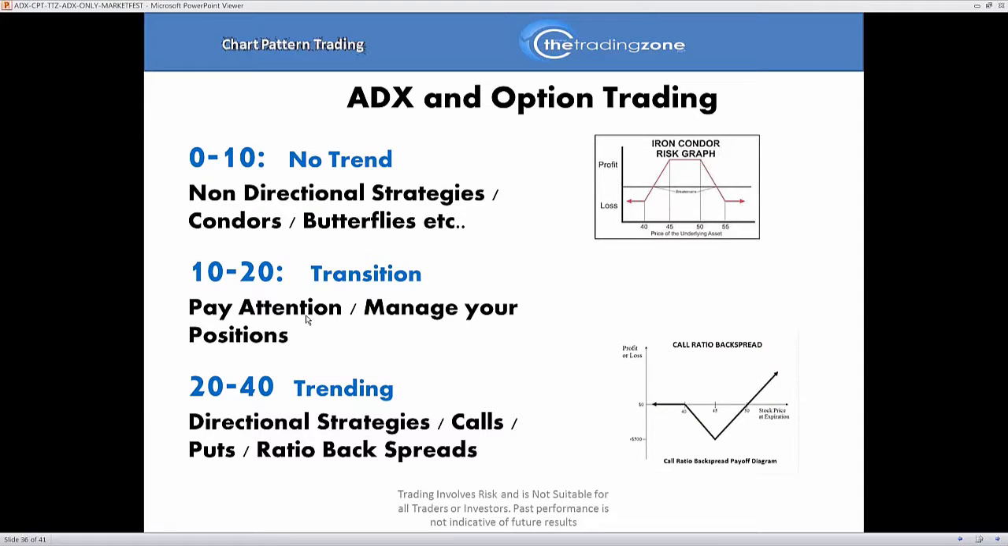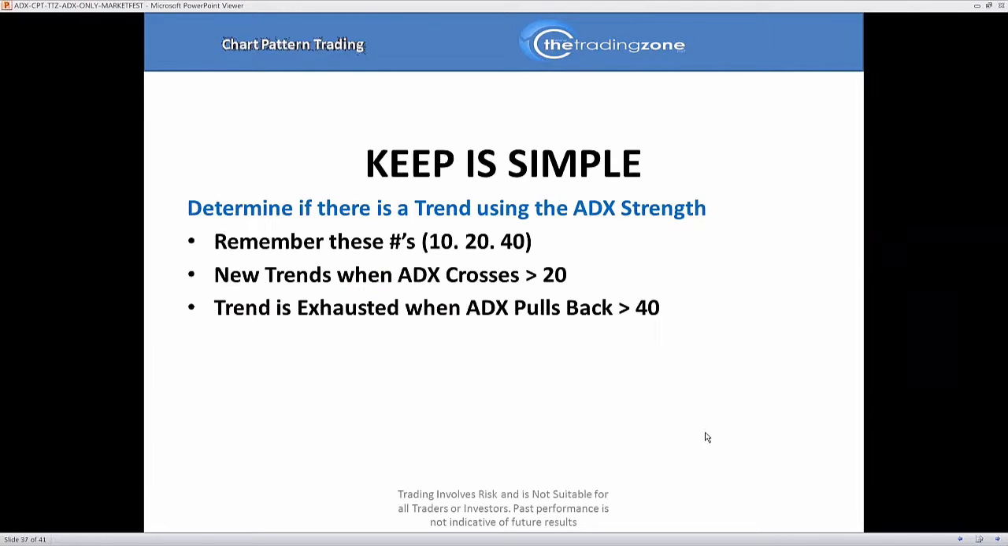The market is transitioning. Maybe now you want to look at some directional trades, right? Or we're having a real strong move. Maybe you want to do a ratio spread to capture a sweet spot. So if you understand the ADX 10, 20, 40, you can apply it in all different places, including options.